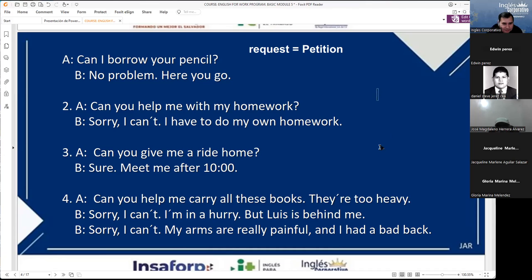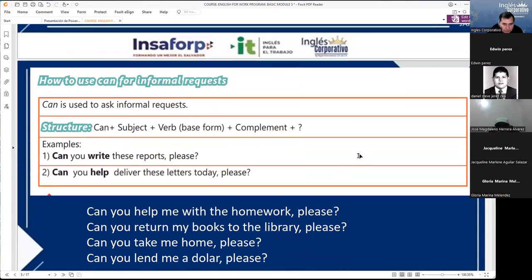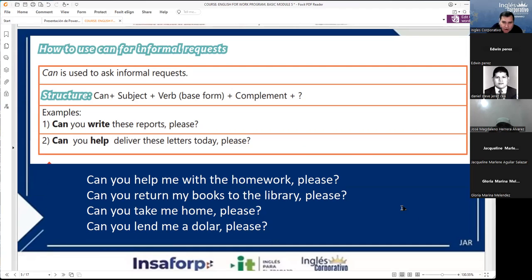Okay. So, requests. How to use can for informal requests. Can is used to ask informal requests. Can, subject, verb, and complement. Can you write these reports, please? Can you help deliver these letters today, please? Examples: Can you help me with the homework, please?